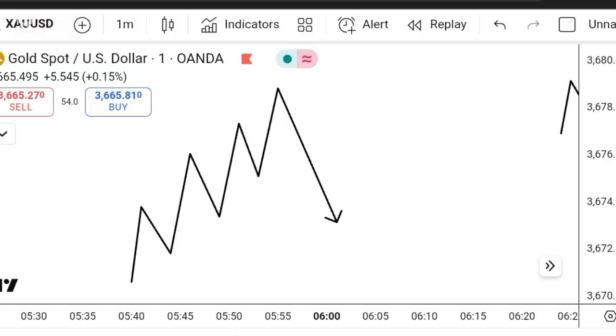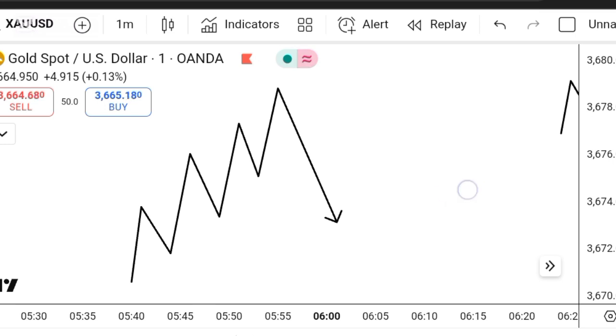Let me show you this powerful strategy. You can use this for intraday, it depends on your bigger time frame. Let's get to my screen. Let me share my screen with you. So here is my screen. This is what you should look for.